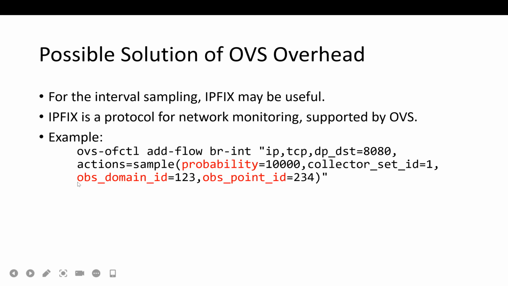And we have two parameters, OBS domain ID and OBS point ID. OBS means observation. These two fields are in the IPFIX protocol message, so the collector can know which flow we are tracing by reading the observation domain ID and OBS point ID.